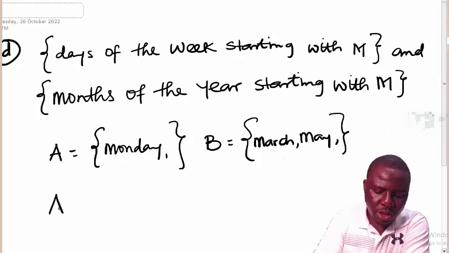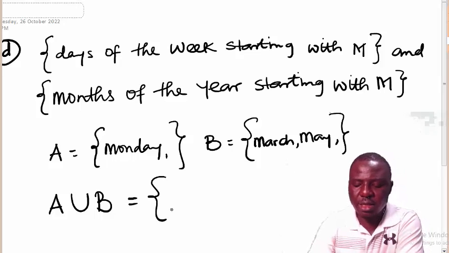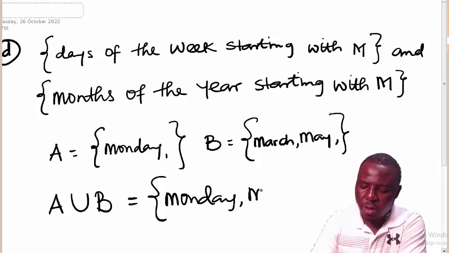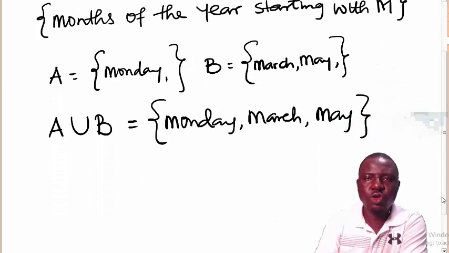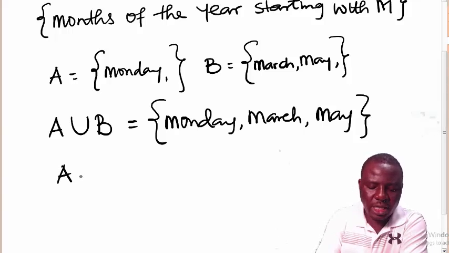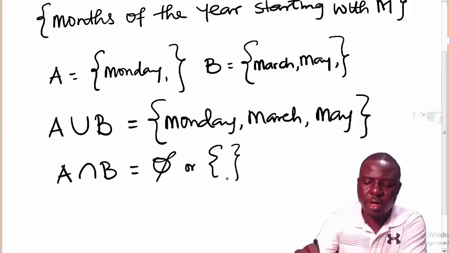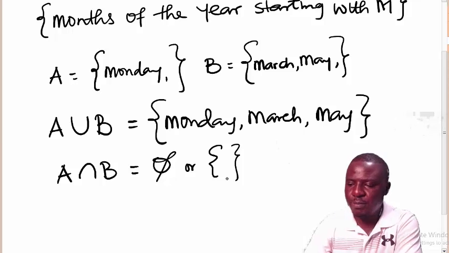The question is now requesting us to find the union of A and B. And the union of A and B is said to be a set of elements Monday, March, and May. So this is said to be the union of these two sets. While A intersection B is said to be an empty set because there is no element that is common in both A and B.